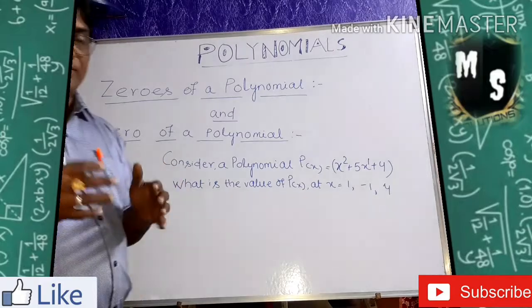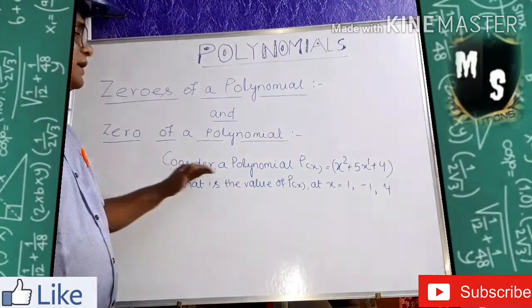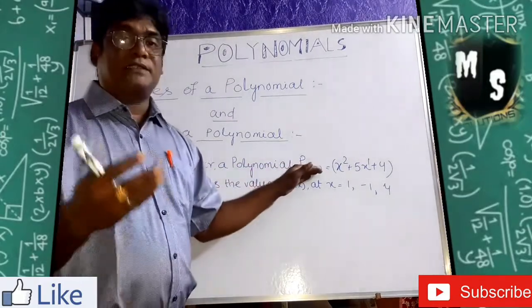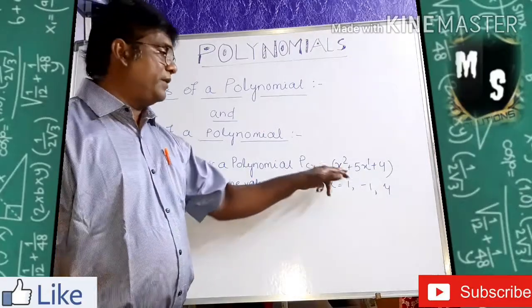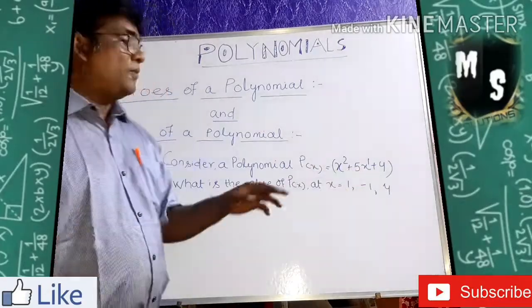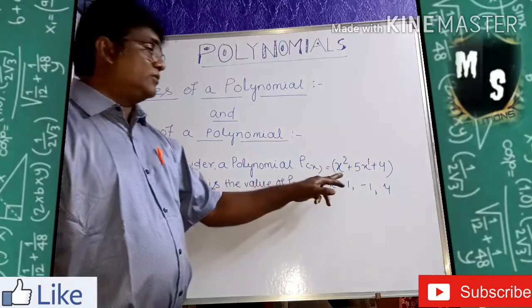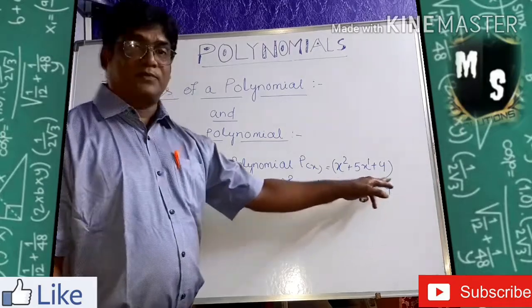Consider, I wrote here, see, consider a polynomial p(x). Why p(x)? Polynomial in x. My variable is x here. So I wrote polynomial in x. That is equal to x square plus 5x plus 4.